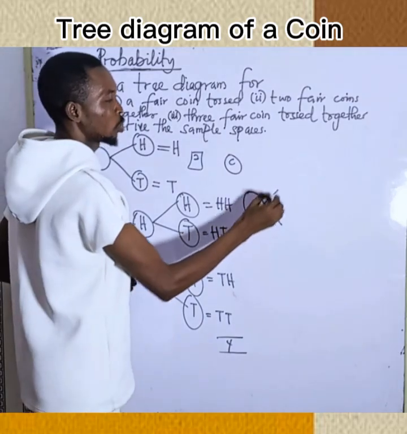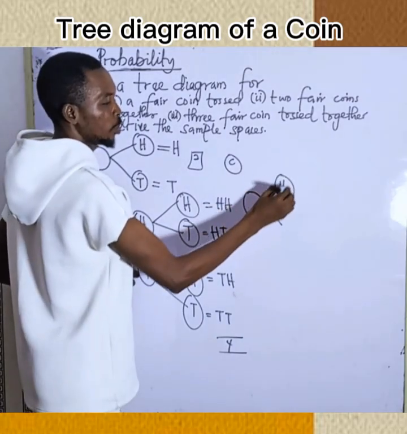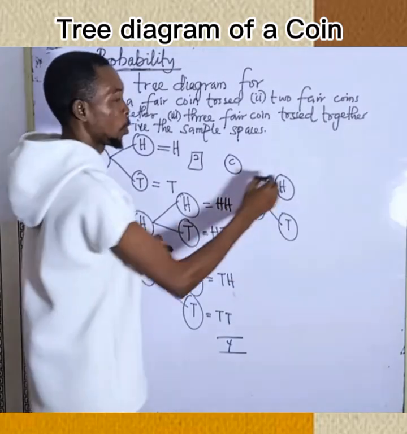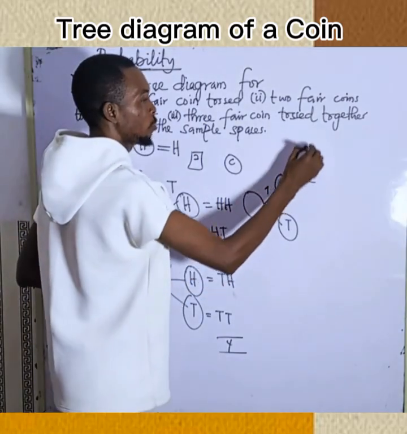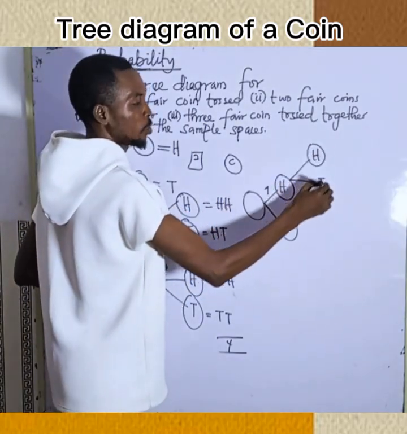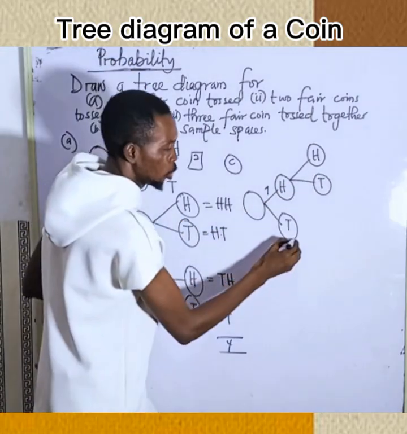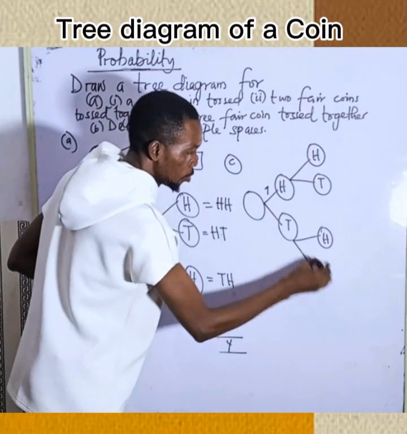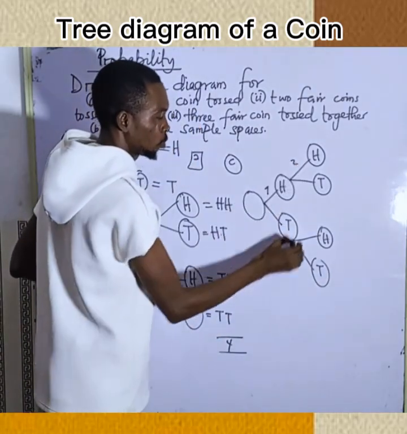So the coin is tossed. We're going to have head. We're going to have tail. This is the first throw. So in the second throw, we're going to have another what? Another head and another tail. Then this one too, for its own second throw, we're going to have head and a tail. This is our second throw.